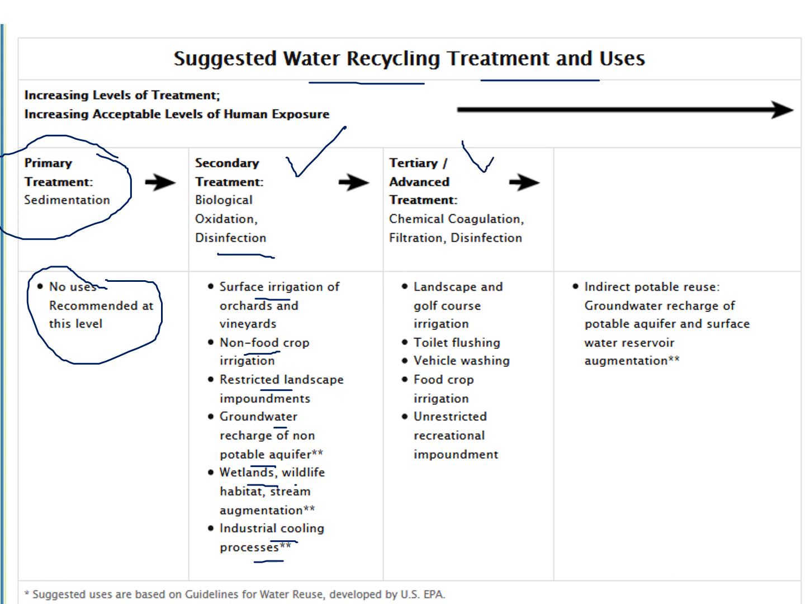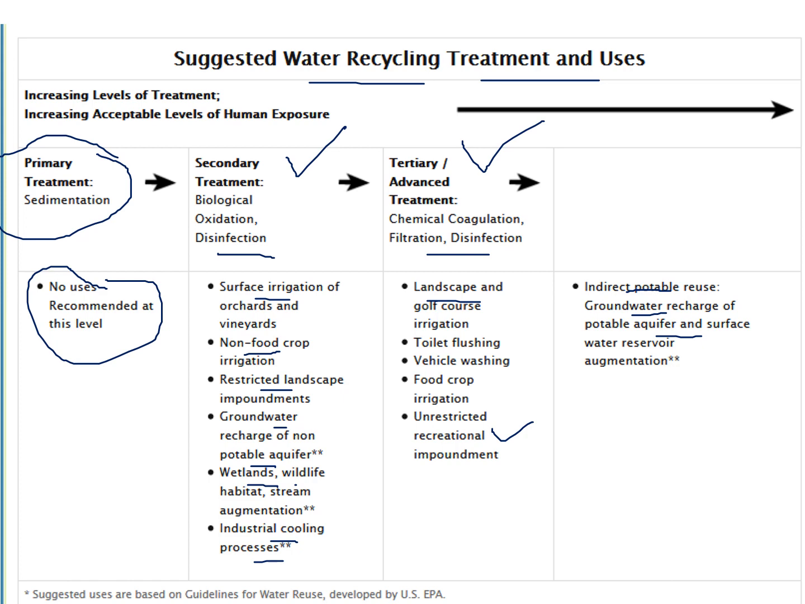Now if you want to reuse it further, then you have to give advanced or tertiary treatment, such as chemical coagulation, flocculation, sedimentation, filtration, and disinfection. This advanced treatment may result in more utilization of water. It can be used for landscape and golf course irrigation, toilet flushing, vehicle washing, food crop irrigation, and unrestricted recreational impoundment. Also you can utilize it for indirect potable use, that is for groundwater recharge and aquifer and surface water reservoir augmentation.